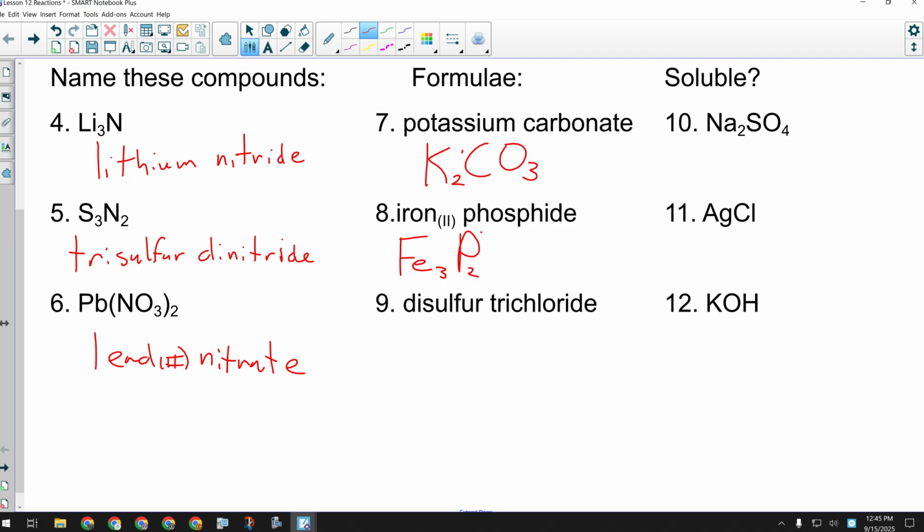All right, and then disulfur trichloride, that's our molecular one, right? So 2 sulfurs, how many chlorines? 3. All right, and then soluble or not? Sodium sulfate. Soluble, yeah. Okay, that's one of those group 1 ion ones. Okay, number 11, silver chloride. Not soluble, yep. Okay, potassium hydroxide? Soluble, that's another group 1. Okay, so that would be soluble.